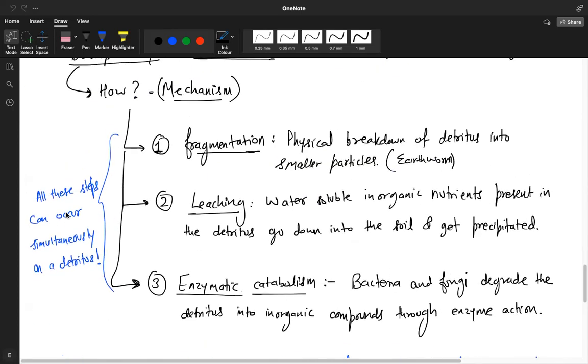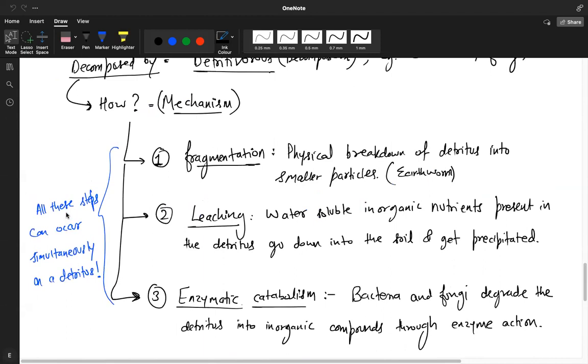And how does it happen? There can be three different ways, and they may or may not be in sequence. It's not important that they always follow the same sequence. They can be happening simultaneously on a detritus also. But one way is fragmentation, which is the physical breakdown of the detritus into smaller particles. This is done by earthworms very effectively in the soil. So earthworms eat soil, grind and churn it, digest it and break it down into smaller particles.